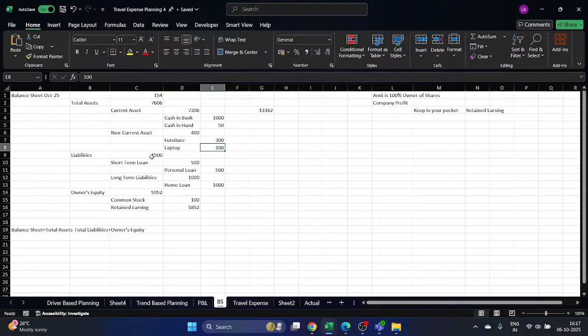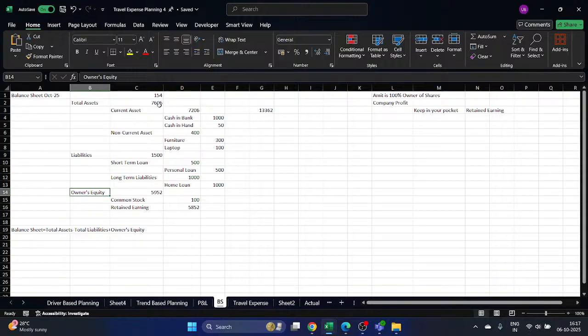Here in the same way, liability would be totally short-term loan. Short-term loan would be 500. In short-term loan, we actually include the personal loan of 500. And the long-term liability, the same way, home loan of 1000. We actually cover it. So the owner's equity is 5952. Owner's equity is 5952.